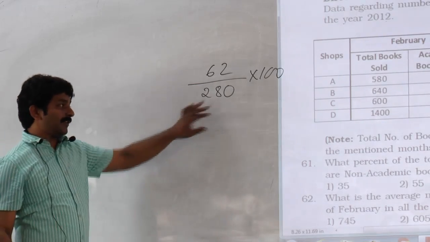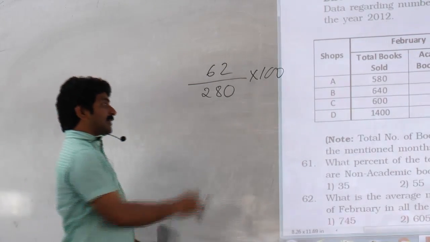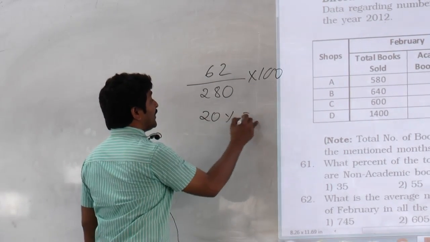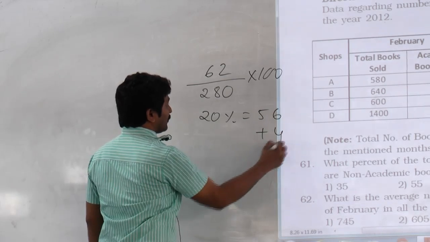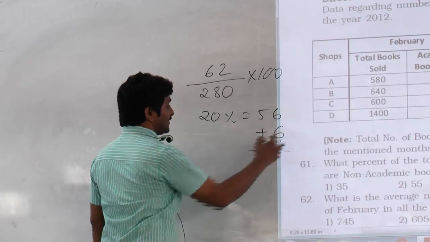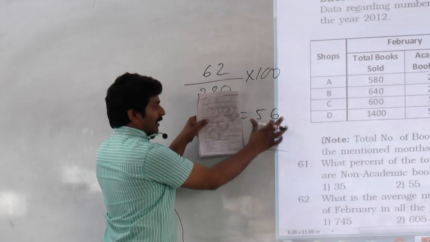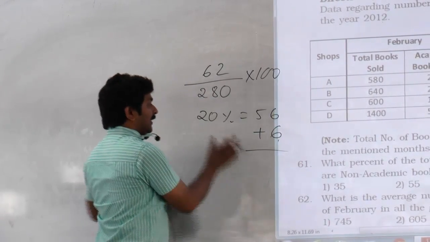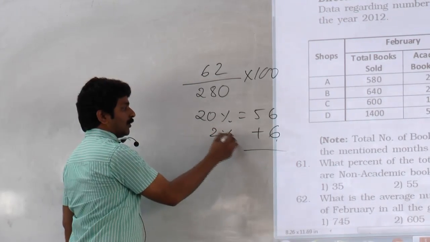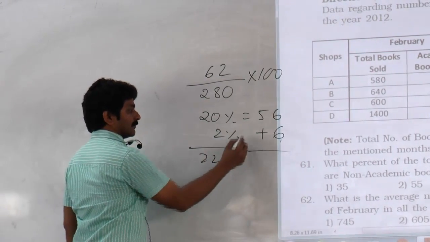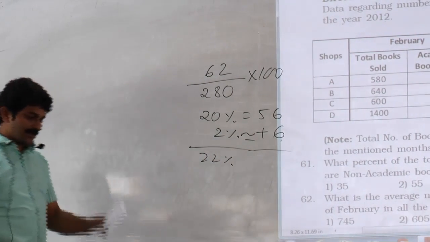What about 10% of the denominator? 20%? 50. Still you need to add 4. No. You need to add 6. What is 10% of 56? Approximately 6, right? 10% of this total? Approximately 22%.